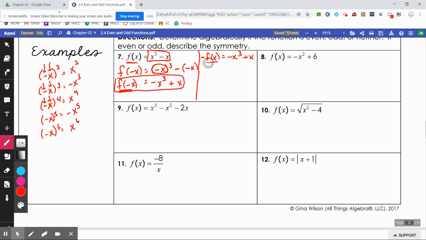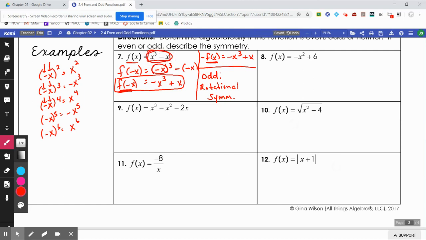If f of negative x is equal to negative f of x, it's odd. So in this case, since these are the same, f of negative x is equal to negative f of x, it's odd, which means it has rotational symmetry. Without even graphing this, it will have not y-axis, it will have origin symmetry, meaning if you spin this around the origin, you would get the exact same graph back.